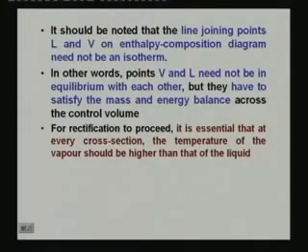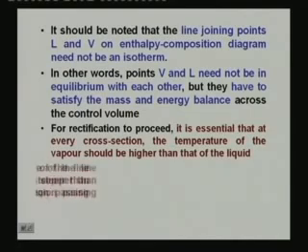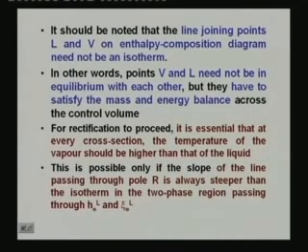And for rectification to proceed, it is essential that at every cross section the temperature of the vapor should be higher than that of the liquid. This is an essential condition, otherwise rectification cannot proceed. That means the vapor should always be hotter than the liquid. So, this is possible only if the slope of the line passing through the pole R is always steeper than the isotherm in the two phase region passing through the liquid state points HEL and zeta EL. So, this condition has to be met.